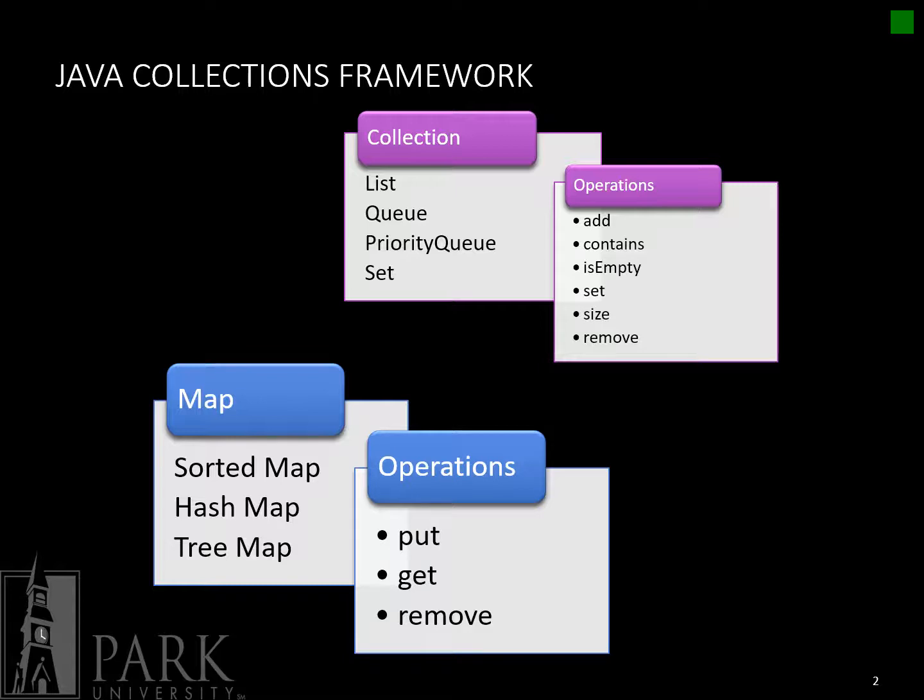A map uses a unique key, like an ID number, to provide rapid access to other, more complex objects and uses operations like put, get, and remove.